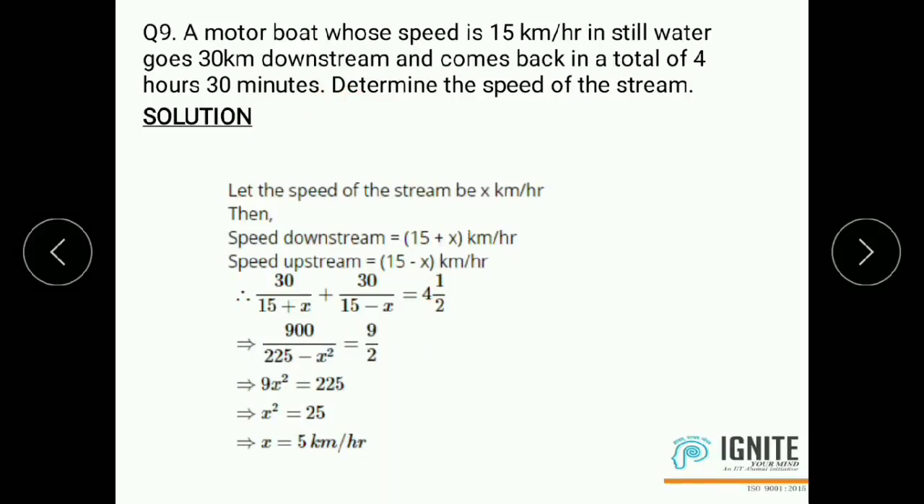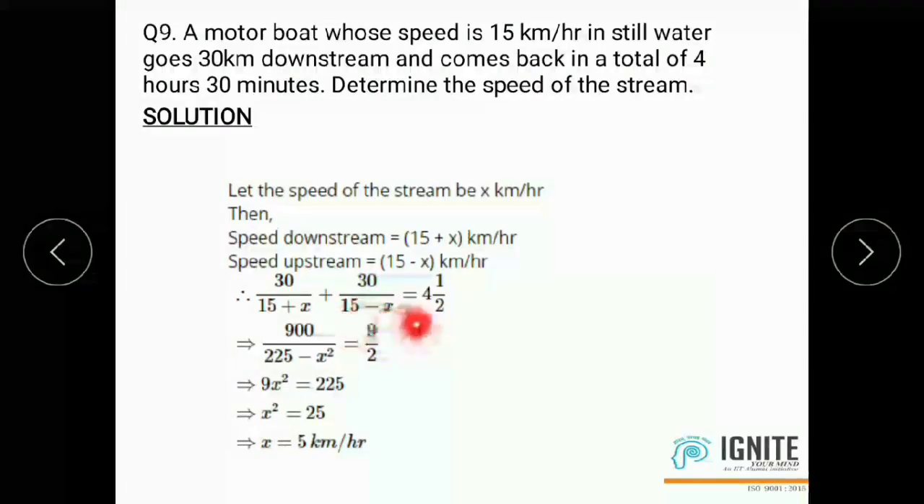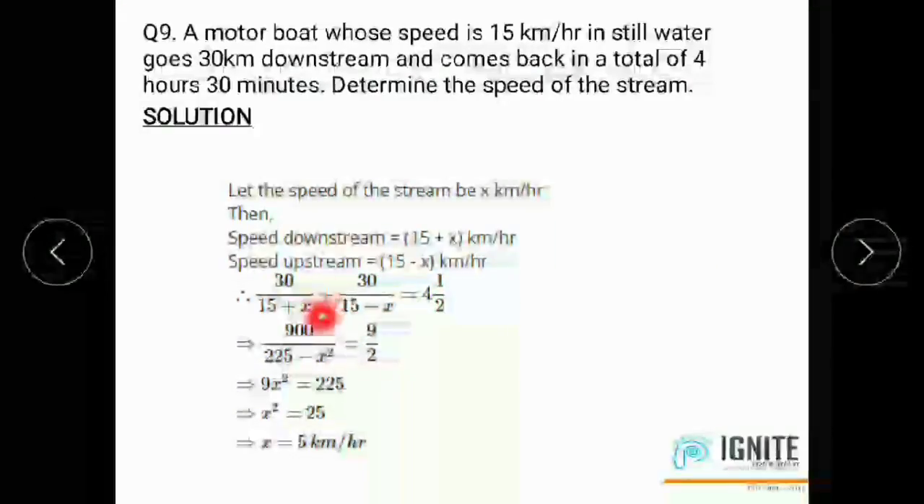The downstream speed means speed of boat in still water plus speed of stream. That is given as 15 plus x. Upstream speed is speed of boat in still water minus speed of stream. So, distance by speed: 30 by 15 plus x plus 30 by 15 minus x equals 4 and a half. Simplify, then we get x equals 5 km per hour. X means speed of stream.